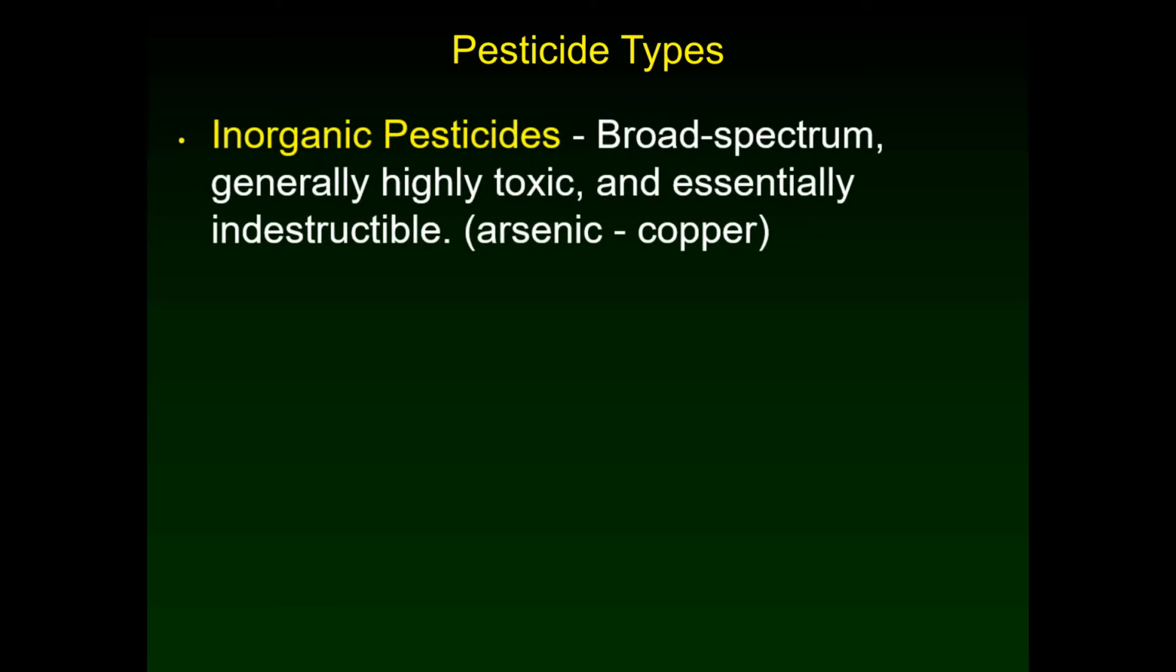So, pesticide types. Inorganic pesticides are broad spectrum. Broad spectrum is a fancy way of saying that they go after everything. They're generally highly toxic. With that broad spectrum, it is toxic to almost everything. This is why it's broad spectrum, because you could spray it on something and it'll probably kill it. And it's essentially indestructible, meaning that the chemical compound that forms the core of the pesticide is extremely stable and can last for a long period of time. Arsenic is an example.